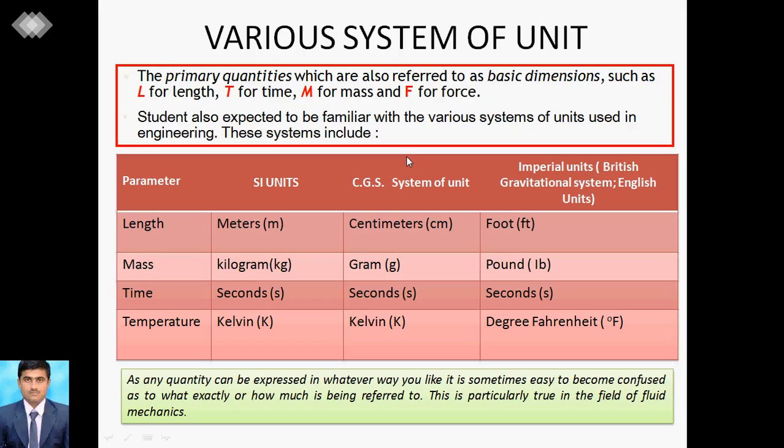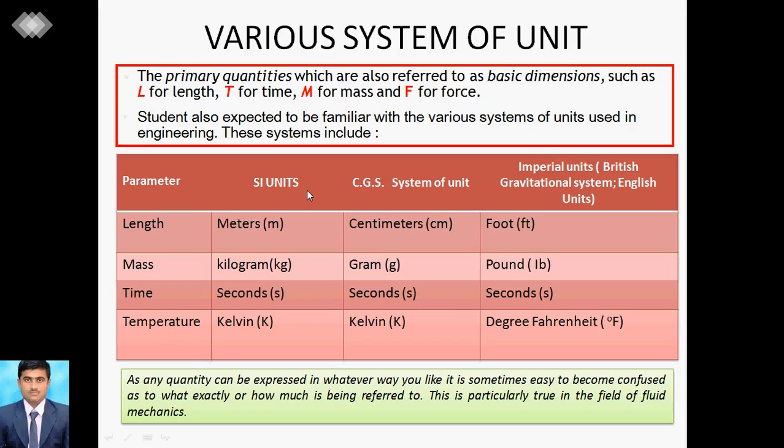There are three different unit systems: the SI unit, second CGS, and third the British standards. For length, in SI units we consider the meter, in CGS we consider centimeters, and in British standards feet. The mass is in terms of kilogram, in CGS in terms of gram, and in British it is the pound. Then time for SI units is seconds, CGS is also seconds, and British is also seconds.